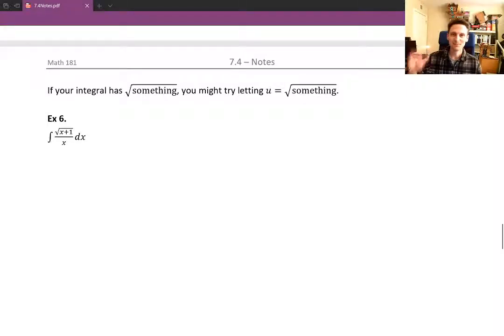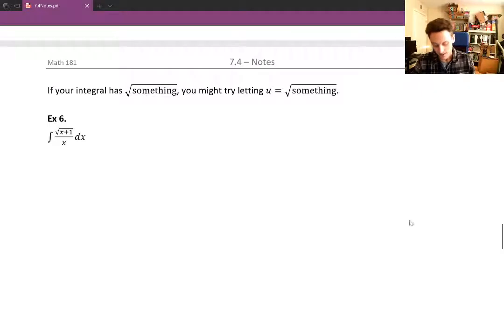Hello and welcome. In the last part of the 7.4 notes, we're going to look at a particular integration technique that ends up giving you partial fraction kind of problems. And this is just one more technique that can help you out sometimes in your bag of integration techniques.